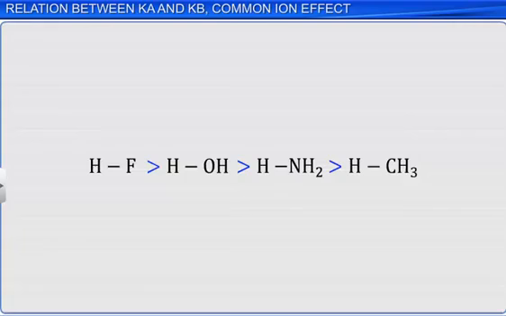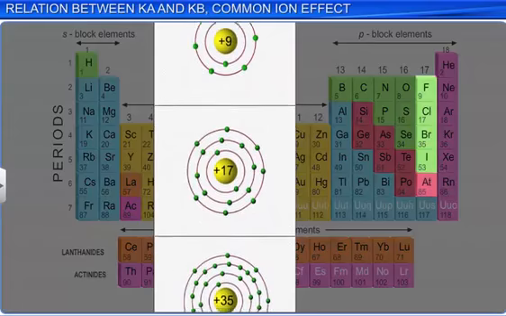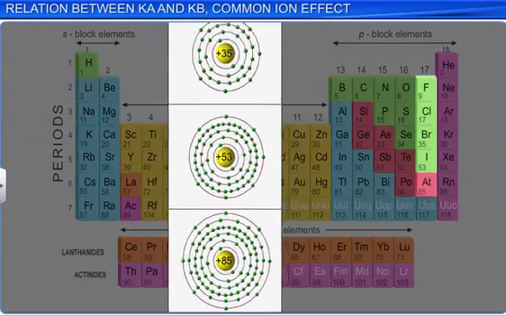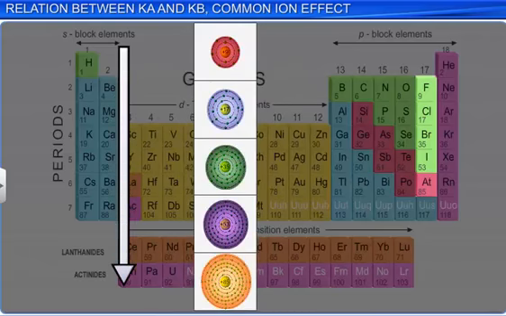However, note that HF is a weaker acid than HI. Let's see why. Remember that while comparing the elements in the same group, the acidic strength increases with an increase in the size of the atom directly attached to the hydrogen atom. As the size of A increases down the group, the HA bond strength decreases, and hence the strength of the acid increases.